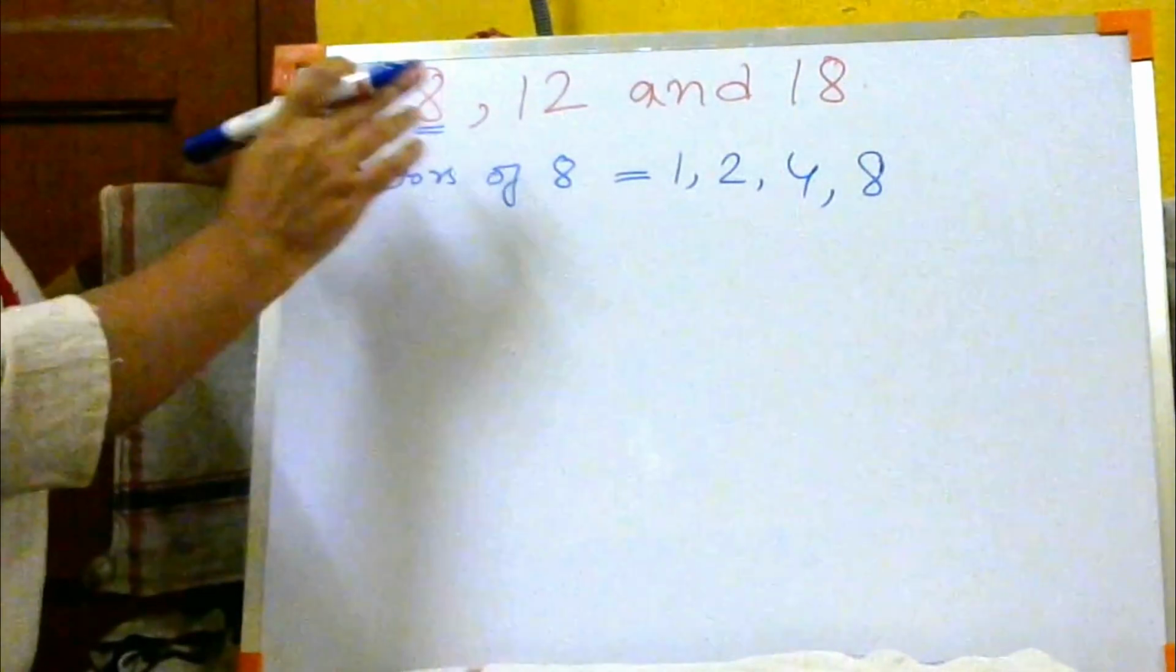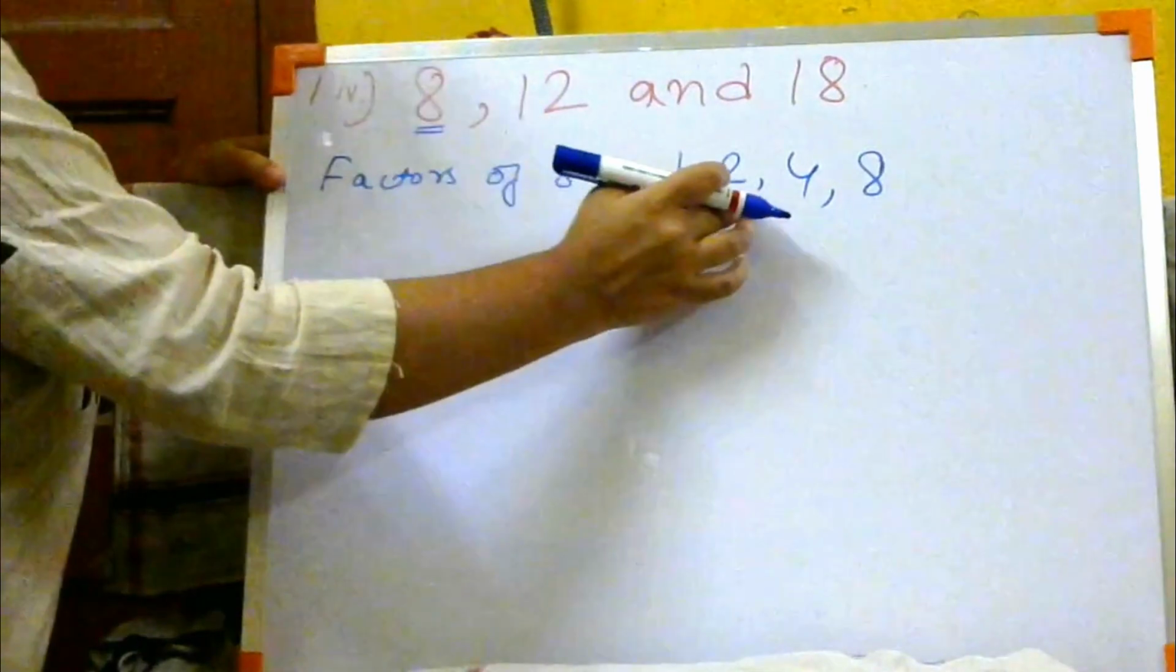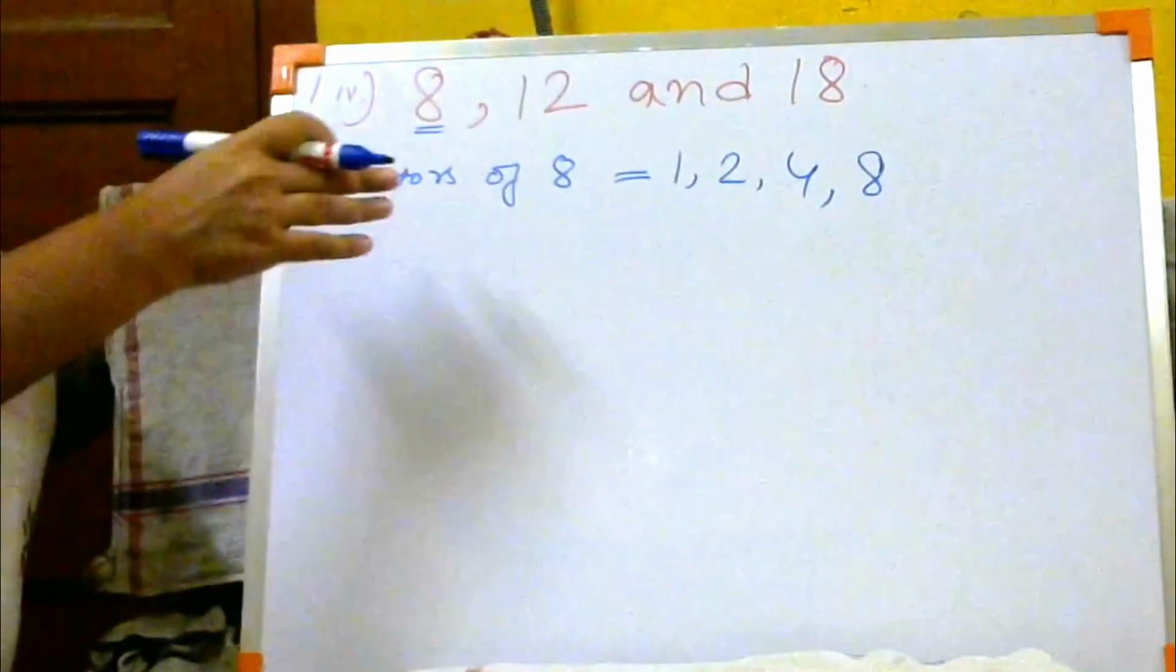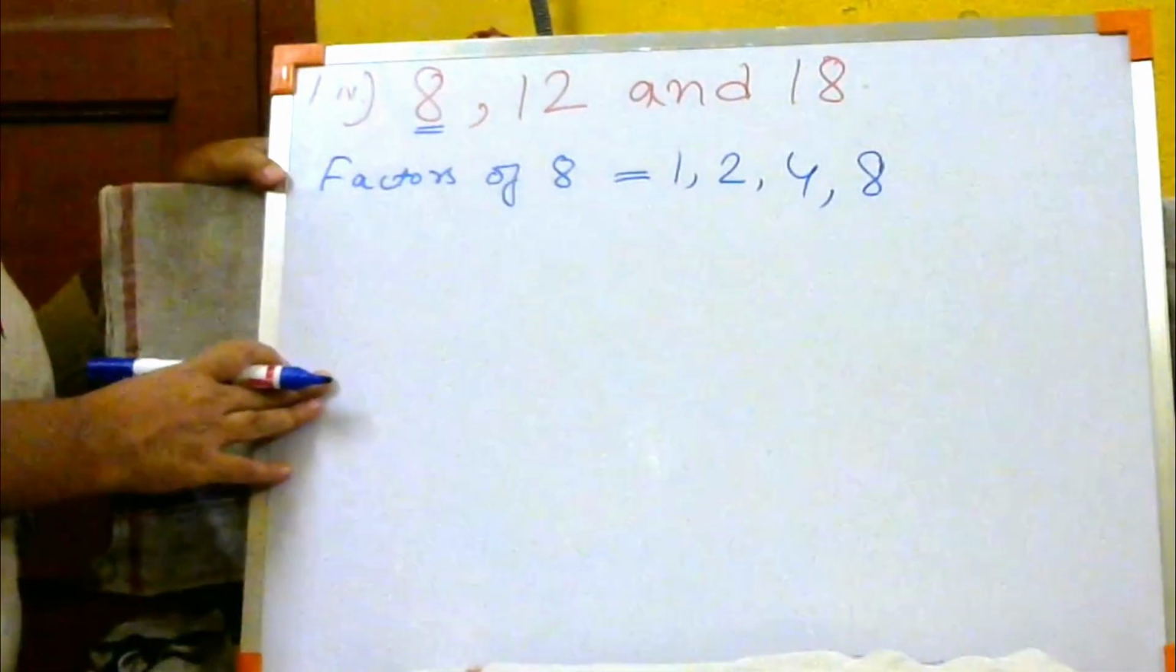Factors of 8 means on which numbers' tables does 8 come? So these are the numbers in whose tables the digit 8 is going to come.